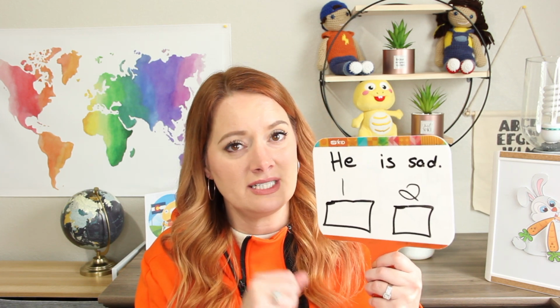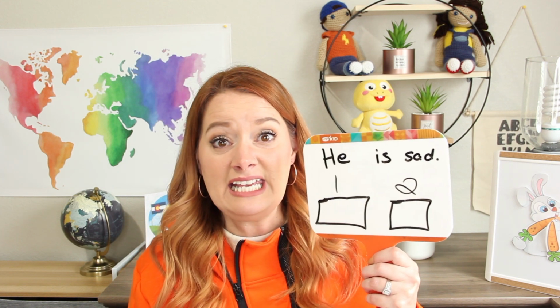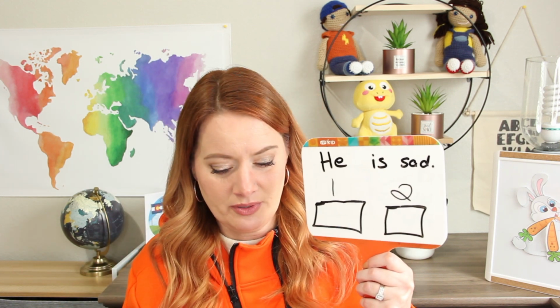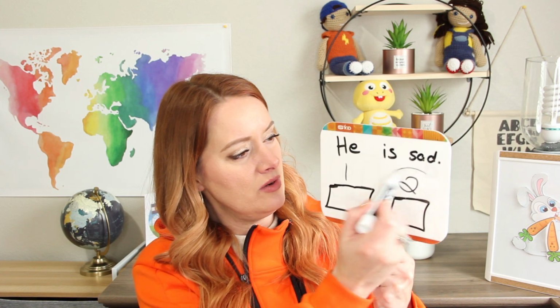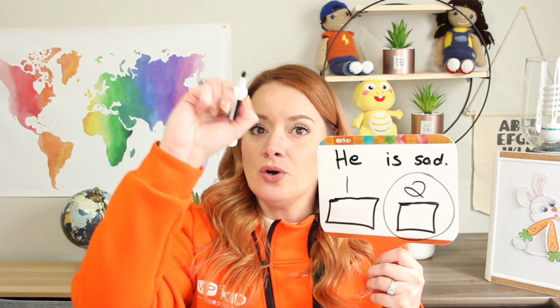You want to remove that incidental language. So I can say, Rachel, circle, he is sad. 1 or 2. And that can help the student understand, oh, I need to circle number 2. And then you can get them to circle, circle.